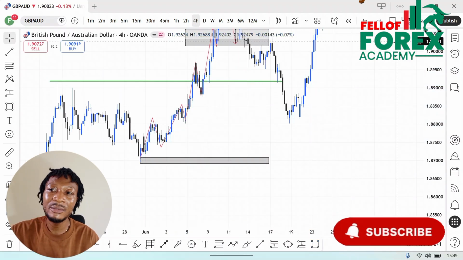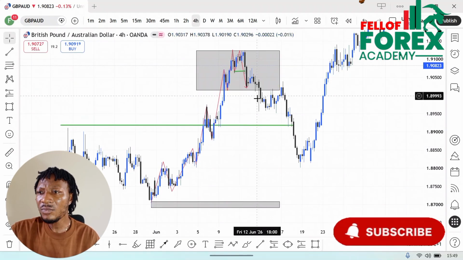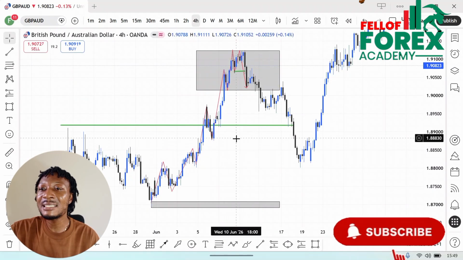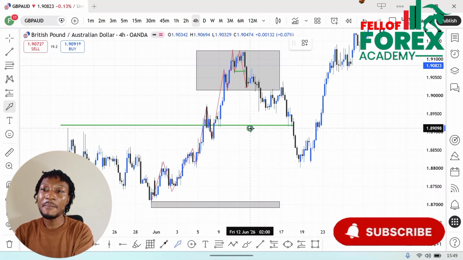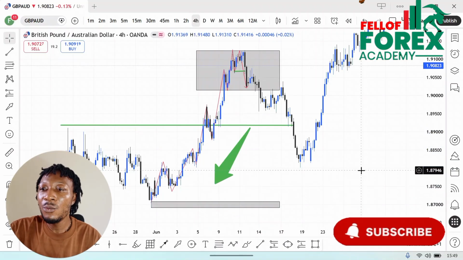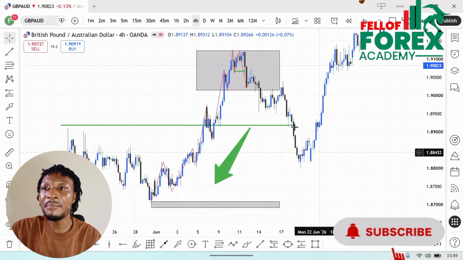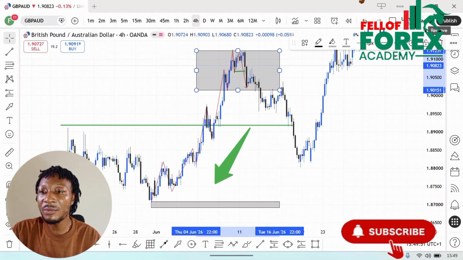Now, you have seen that there's a possibility for price to pull back into this golden zone anywhere between this high and this low. Anywhere within this area, you're expecting price to pull down, and eventually price did. Now, let's go to the 1 hour time frame.